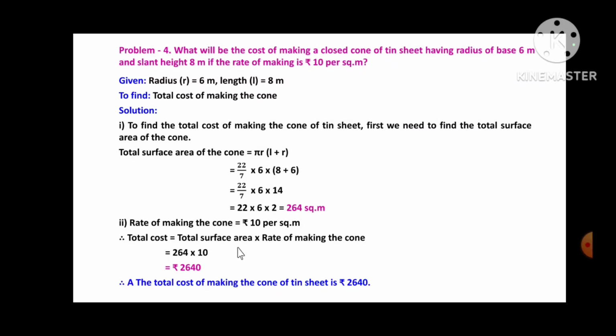So total cost will be total surface area into rate of making the cone. So 264 into 10 is 2640. So the total cost of making a cone of tin sheet is rupees 2640. Now we'll continue with problem number 5. Volume of a cone is 6280 cubic centimeter and base radius of the cone is 20 centimeter.